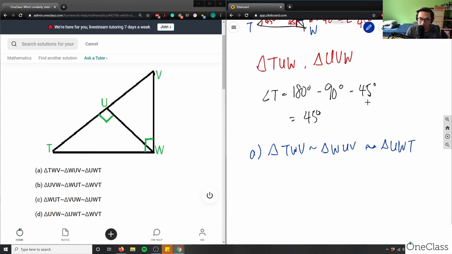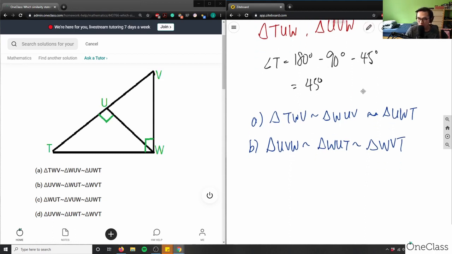And let's look at B here. B here would be triangle UVW is similar to triangle WUT, which is similar to WVT. So in this case, it's just the same. It's the same triangle, but they're writing these triangles in a different order here.